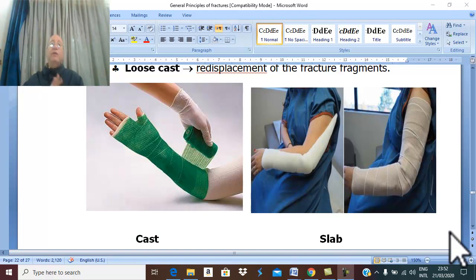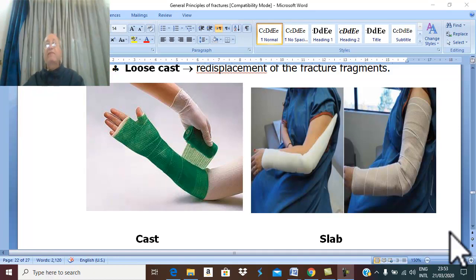In the previous video, we took reduction of the fracture, which is the first step in treatment of fracture. The next step in treatment of fracture is fixation, also called immobilization of the fracture.